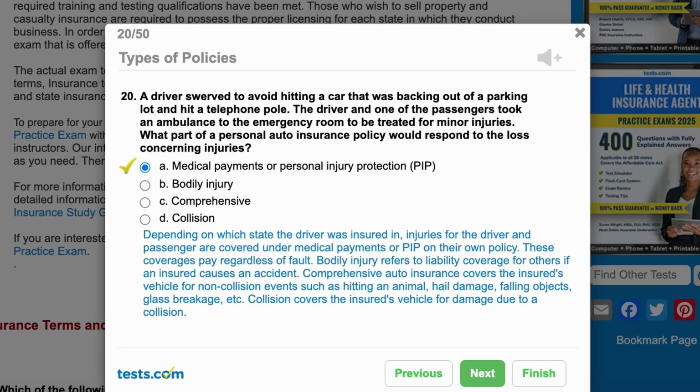Depending on which state the driver was insured in, injuries for the driver and passenger are covered under medical payments or PIP on their own policy. These coverages pay regardless of fault. Bodily injury refers to liability coverage for others if an insured causes an accident. Comprehensive auto insurance covers the insured's vehicle for non-collision events, such as hitting an animal, hail damage, falling objects, glass breakage, etc. Collision covers the insured's vehicle for damage due to a collision.